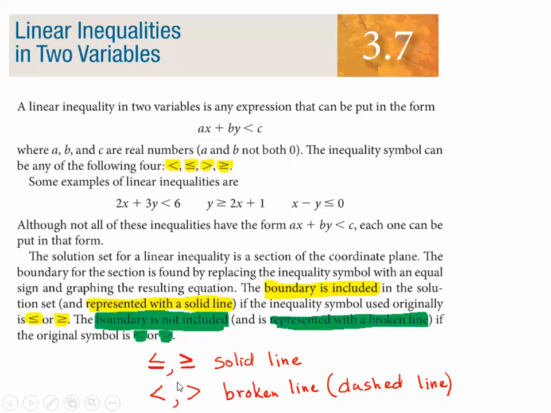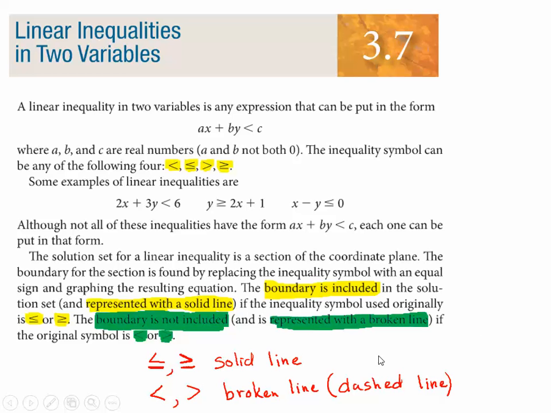We don't want the endpoint. We don't want the stuff at the end. So your book calls it a broken line. All the other math textbooks call it a dashed line. So there's the distinction there: a solid line or a broken line. And really the rest of it is going to be graphed as we did before, except for this little distinction.